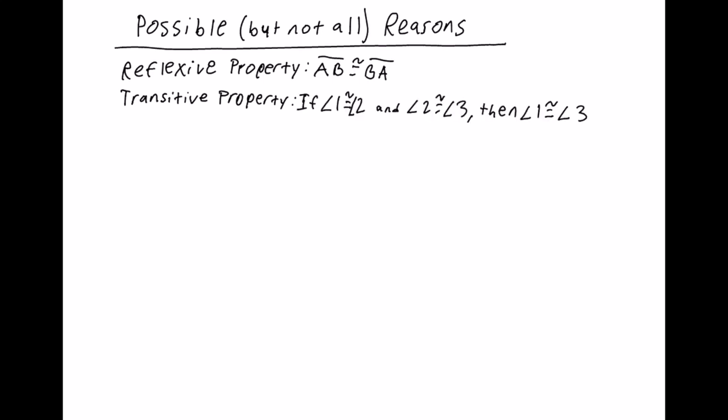If angle 1 is congruent to angle 2, and angle 2 is congruent to angle 3, then angle 1 is congruent to angle 3. So, what that means is, since angle 1 is congruent to angle 2 is congruent to angle 3, angle 1 is congruent to angle 3. So, the transitive property works that way, where you can just plug things in like that.